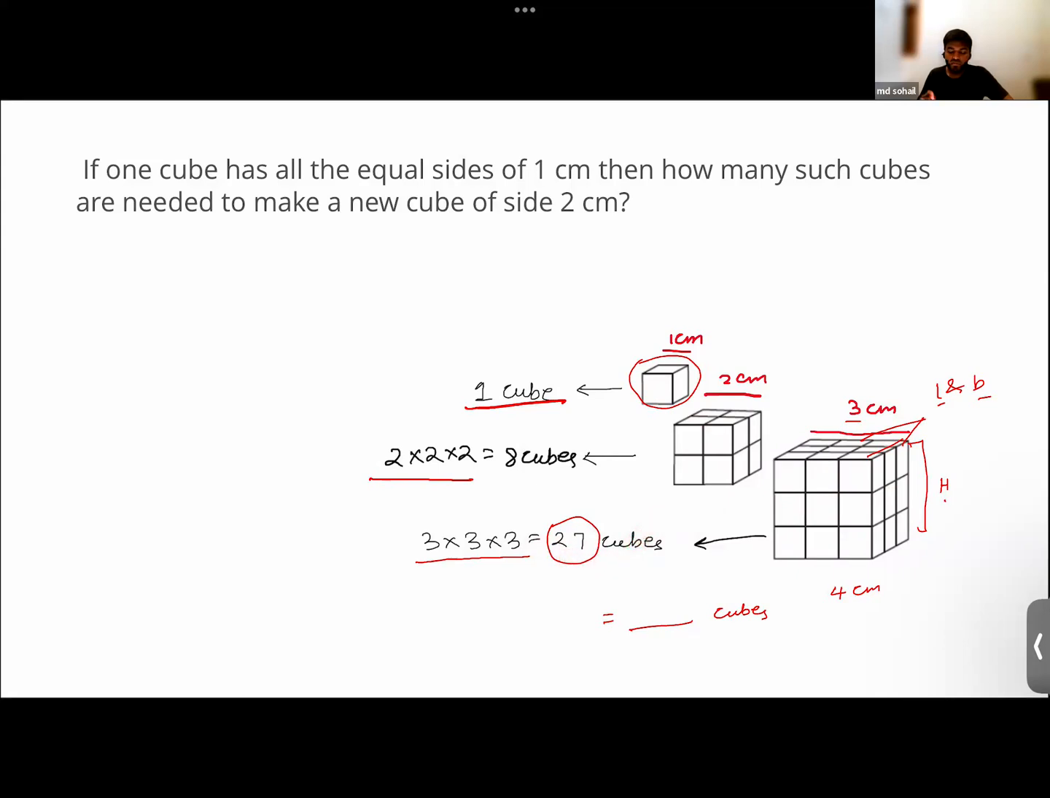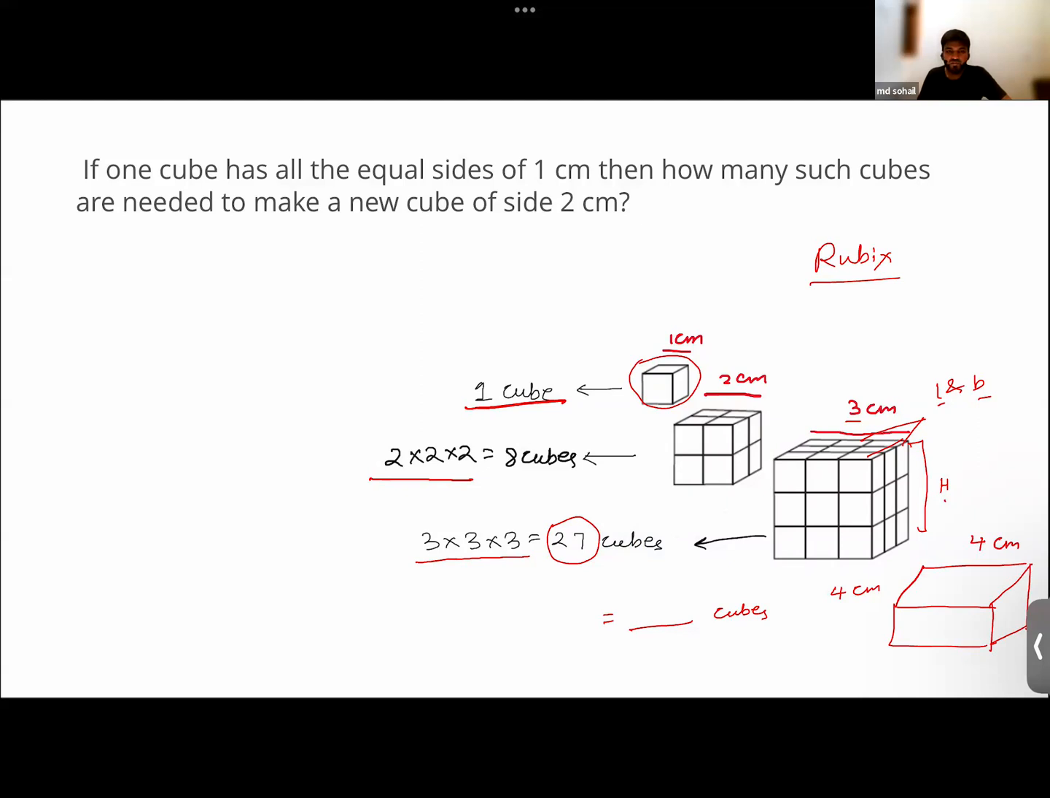You must have played with the Rubik's cube. Yes, sir. So think of this figure as a Rubik's cube. Now I'm saying that to get such a cube in which each side now measures 4 centimeter, in total how many cubes will be required?